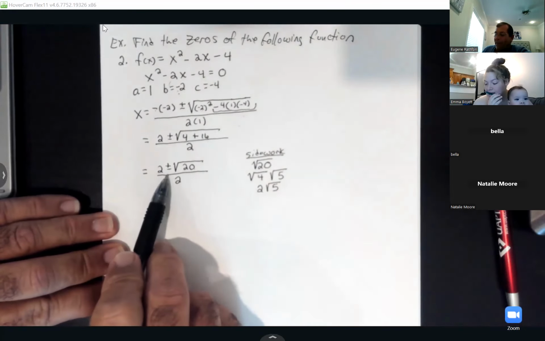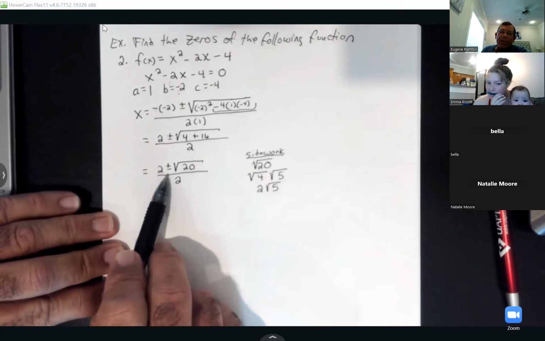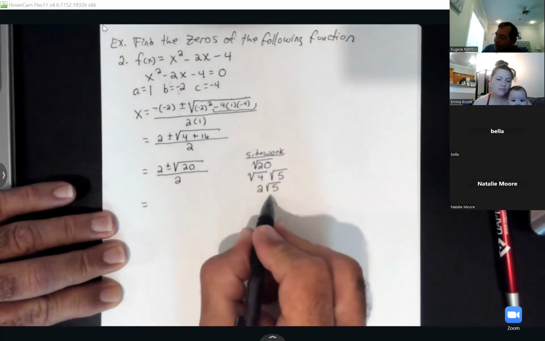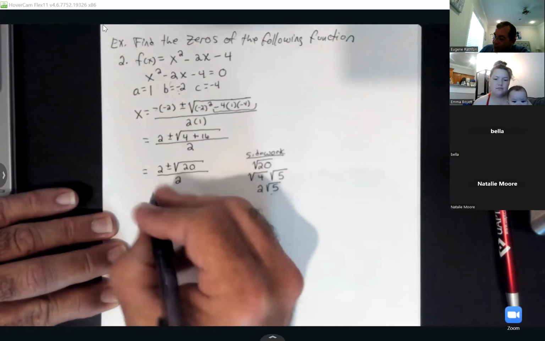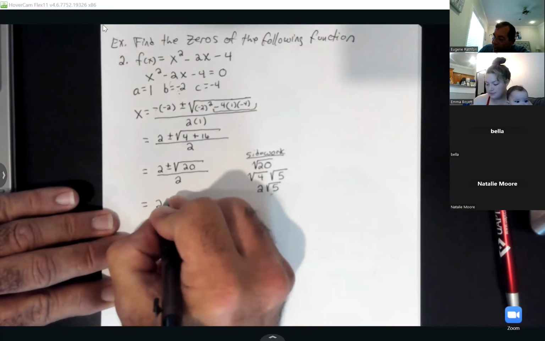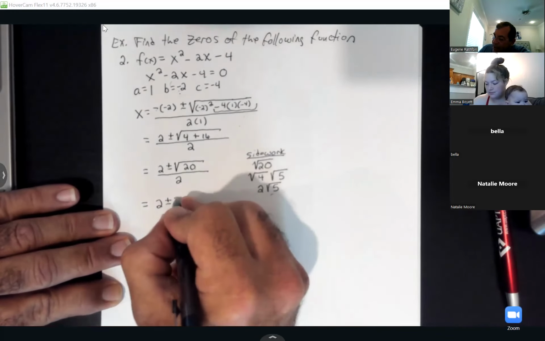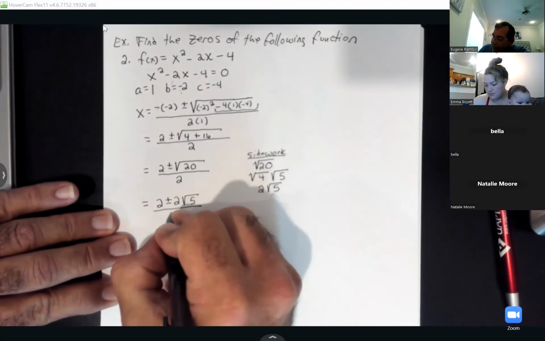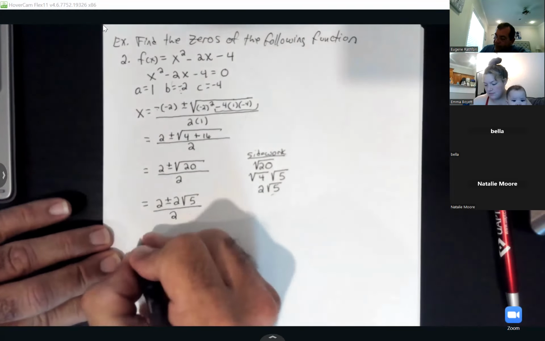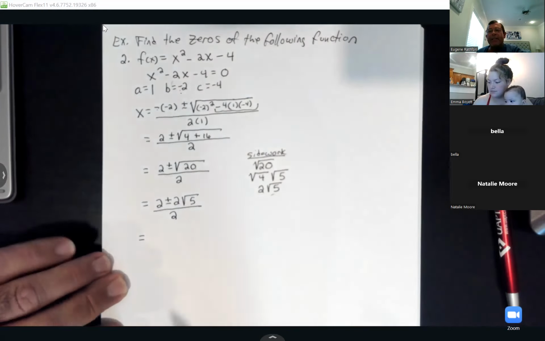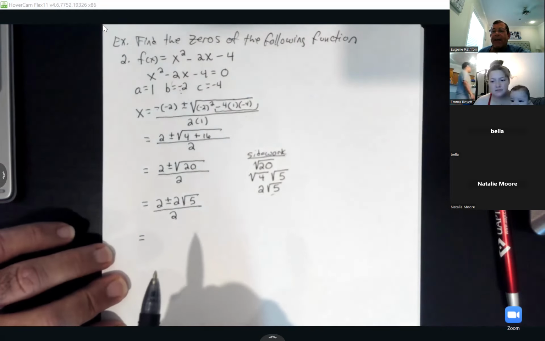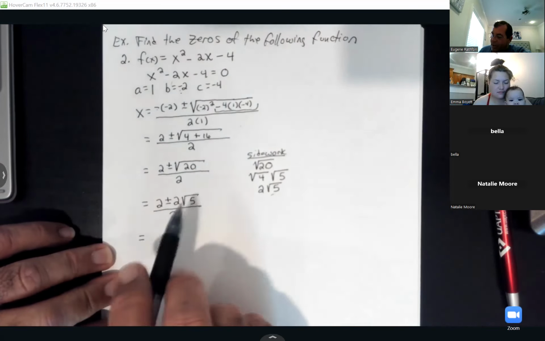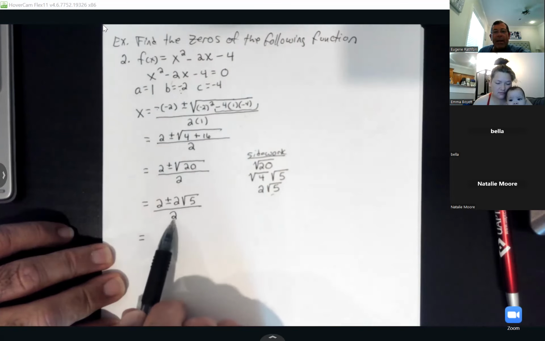Now remember, the quadratic formula's already got the plus or minus there, so I don't have to worry about it at this point. So I'm going to plug that 2 square root of 5 in for that square root of 20. So I'm going to get 2 plus or minus 2 square root of 5 over 2. Now, at this point, I'm going to try to simplify. So you got to look at all three of the outside numbers. Well, I got a 2, a 2, and a 2.